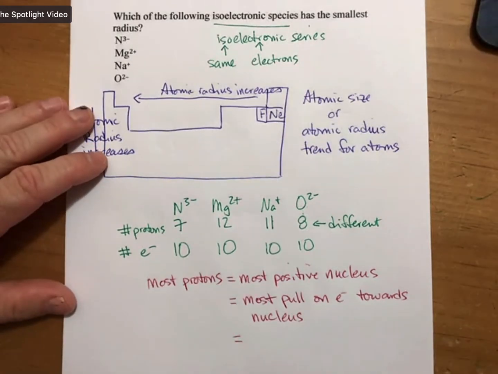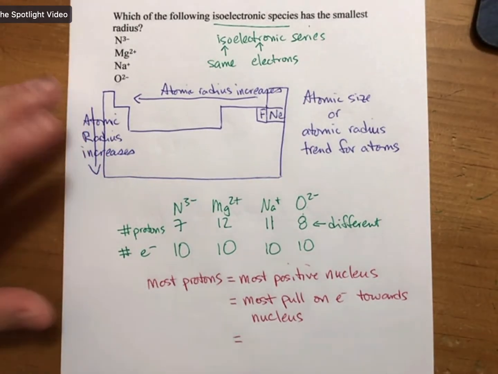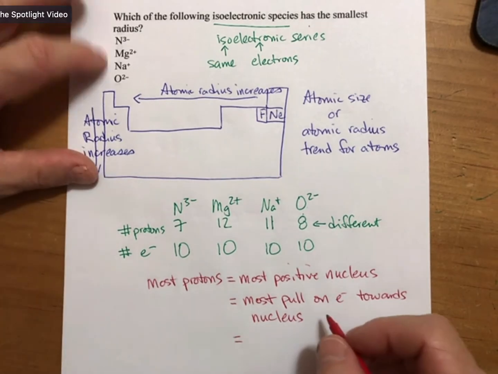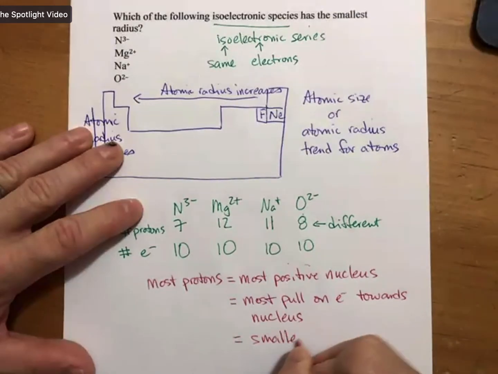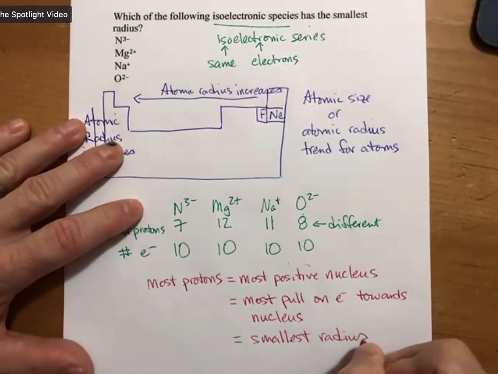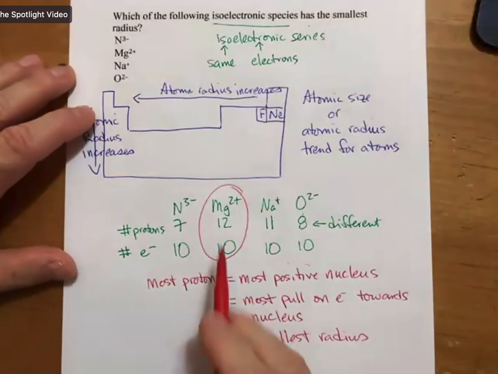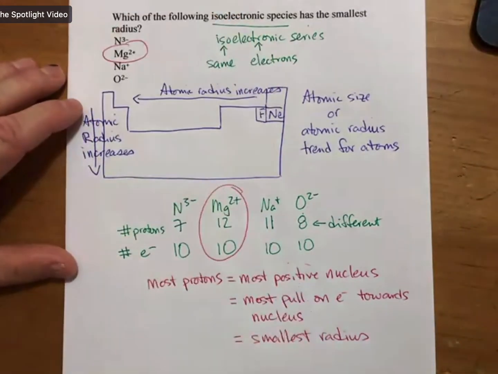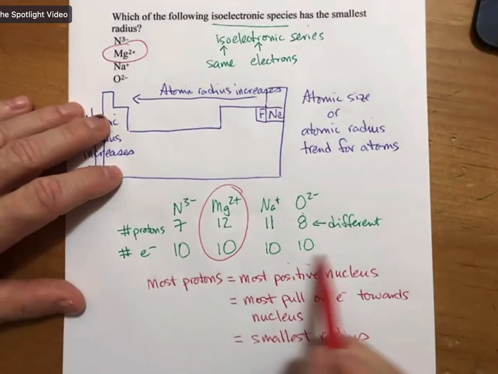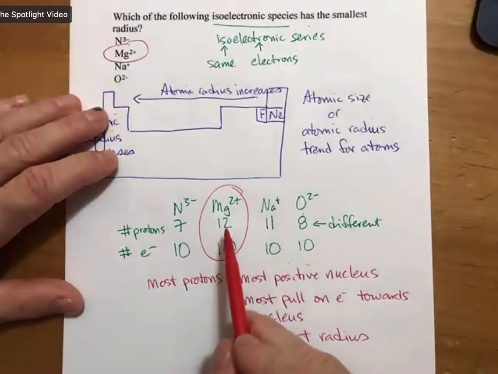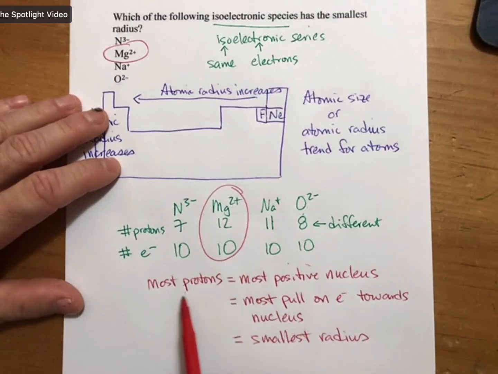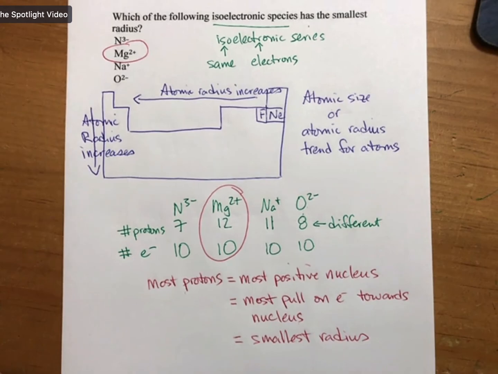equals smallest species, I guess we should say, smallest ion. All of these are ions. So let's just say smallest radius. Our answer will be the magnesium. And our logic is, if all the electrons are the same, then the one with the most protons will pull the electrons towards the nucleus and end up with the smallest radius. Any questions about that?